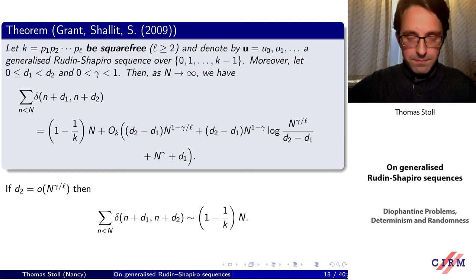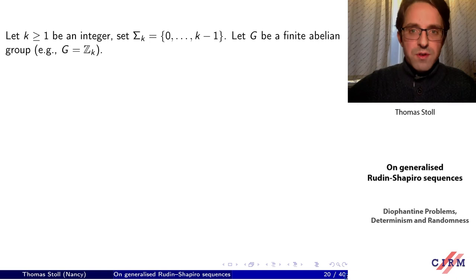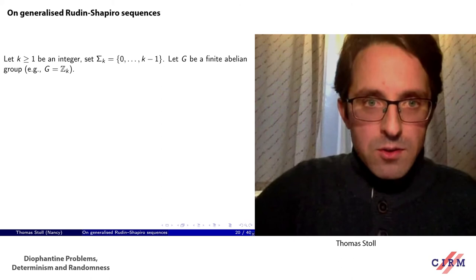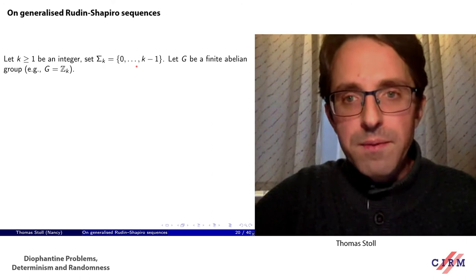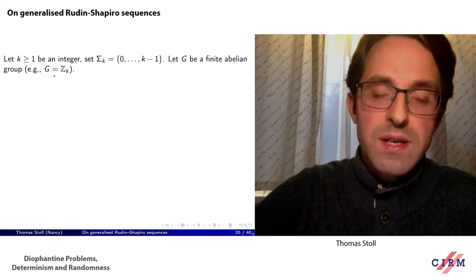So this is where the difference matrices come in. This is a concept that we found and was also worked out by Pierre Adrien. You take an alphabet of size k, so there is no arithmetic condition on k now. G should be a finite abelian group. This could be the residues modulo k, but there are other possibilities as well.